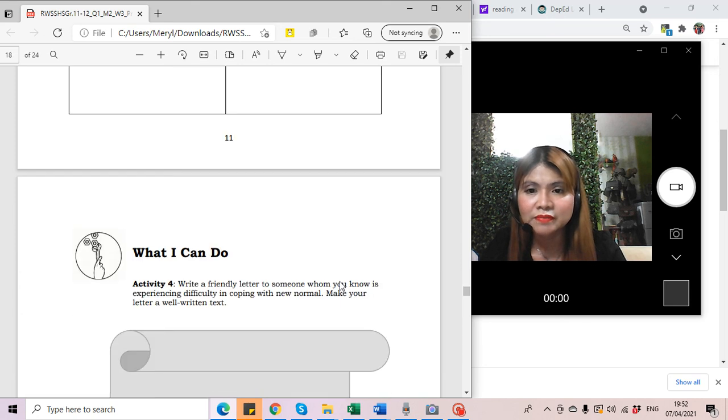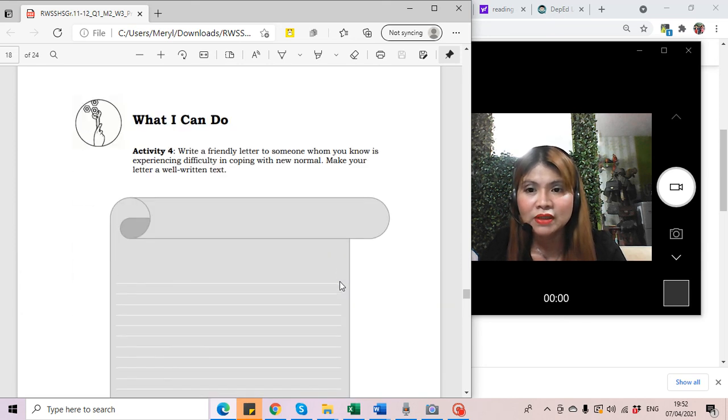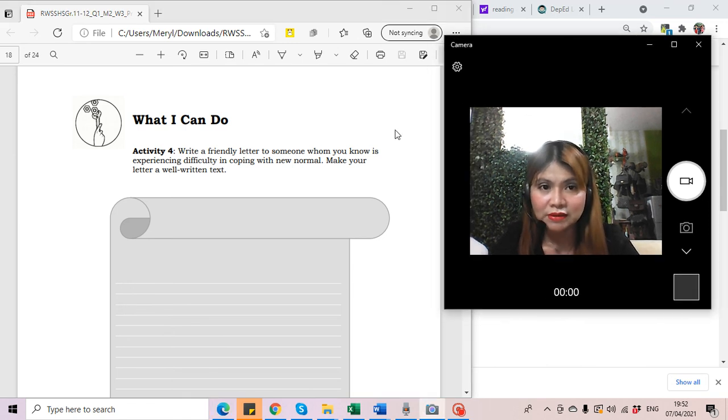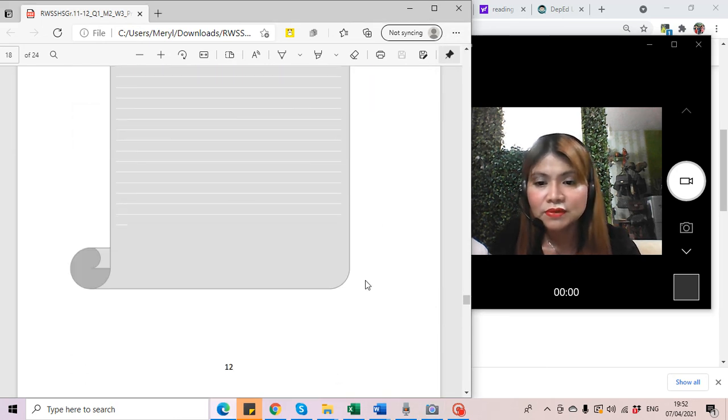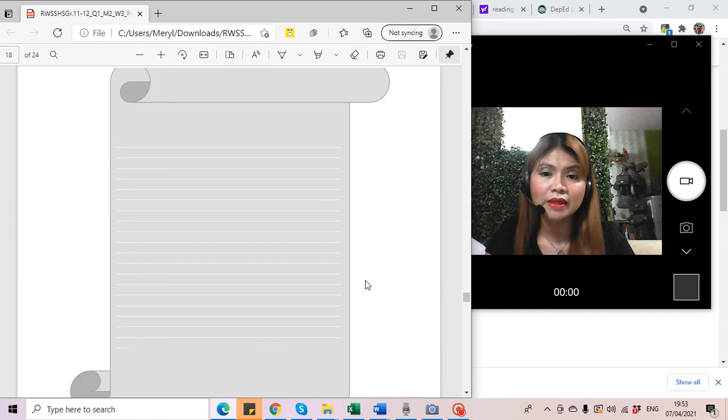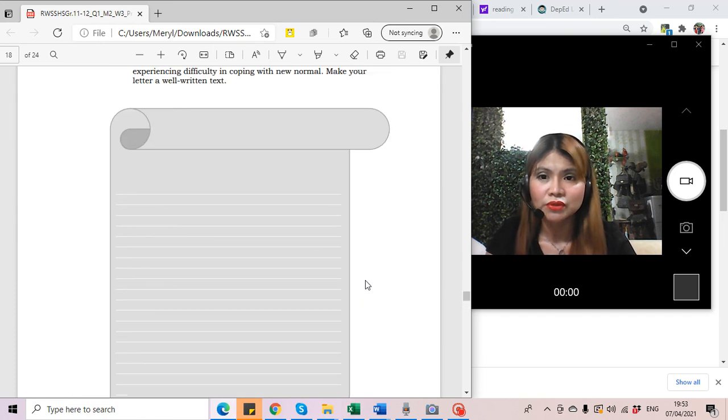So after page 11, you have what I can do. What I can do, activity 4, write a friendly letter to someone whom you know is experiencing difficulty in coping with new normal. So you might ask, sino po? Friendly letter. So friend. Okay, make your letter a well-written text. Okay, so following the ways by how we organize a text well. So there, on a separate sheet, gaano kahaba? It depends on you. Okay?